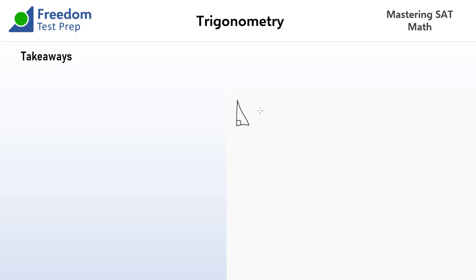So the first concept that you may remember is Sohcahtoa. And you definitely need to know this for the test. Sohcahtoa is a way of remembering what sine, cosine, and tangent are. So we have Soh, which stands for sine, opposite, and hypotenuse. So this means that sine is equal to the opposite side over the hypotenuse.